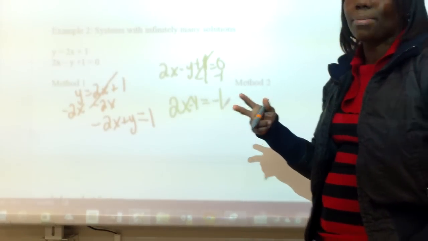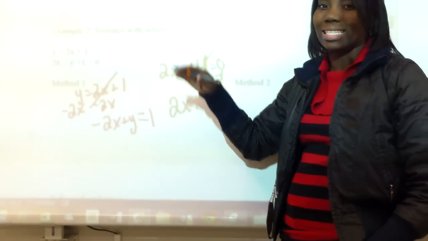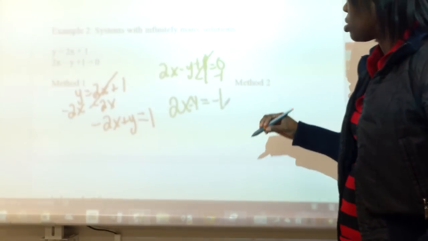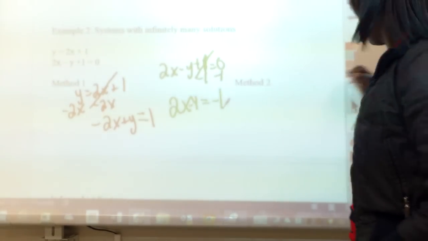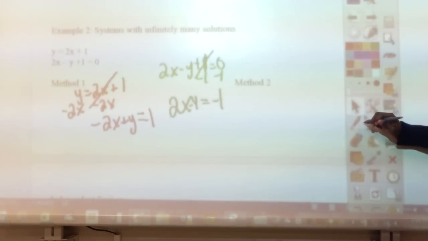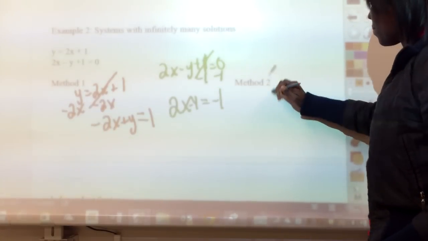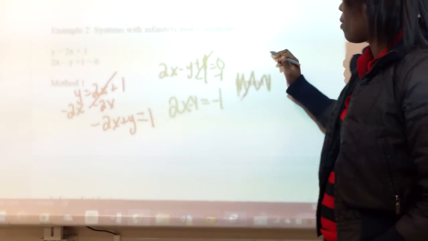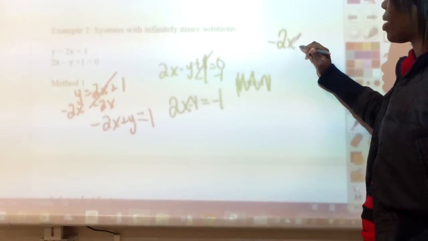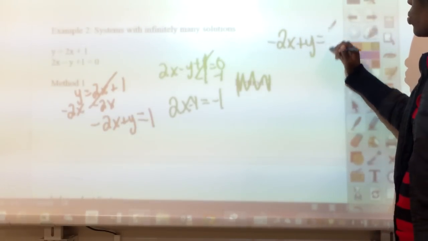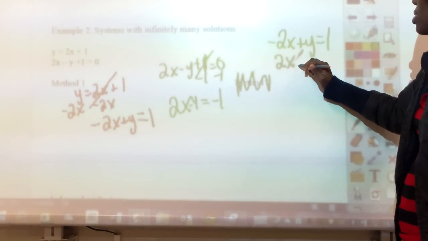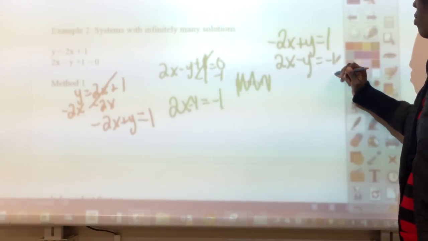So if you remember with the steps, once you get both of them in standard form, we're going to stack them on top of each other. So I'm going to just come up here and scroll up a little bit. Or I'm actually right over here on the side. And so I'm going to stack both of them on top of each other. So I have negative 2x plus y equals 1. And then I have 2x minus y equals negative 1.